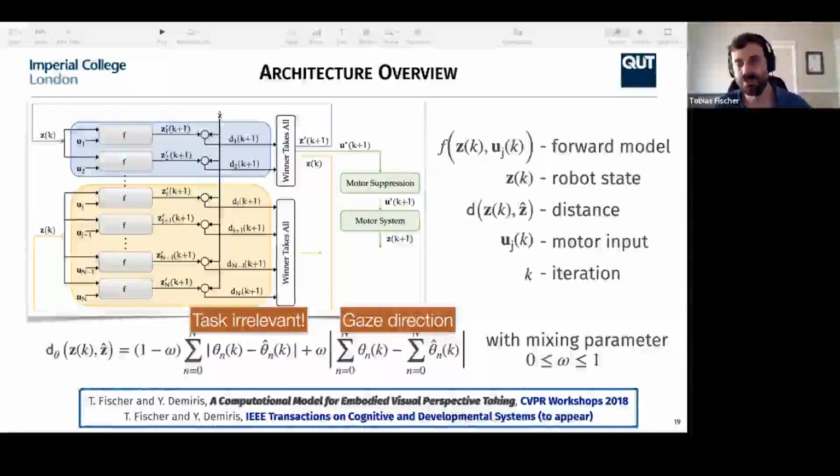Or, so you will see that this is task error. It's not relevant for the task, because it doesn't matter if I rotate my head to the right but keep looking at the screen, I will still perceive the scene in the same way as looking straight at the scene. So that's the second term there, weighted by omega. This is just the gaze direction. And now you can vary that omega, and that will be important later on.